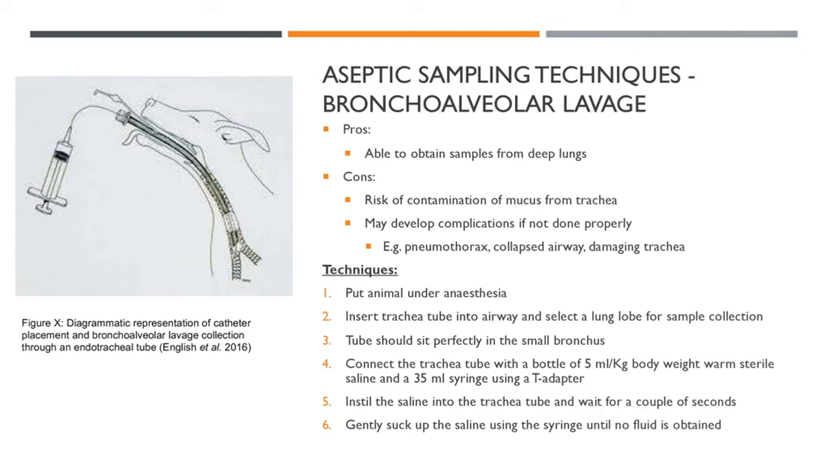To perform this technique, the animal needs to be put under anesthesia. Insert the tracheal tube into the airway and select a lung lobe for sample collection. The tube should sit perfectly in the small bronchus.